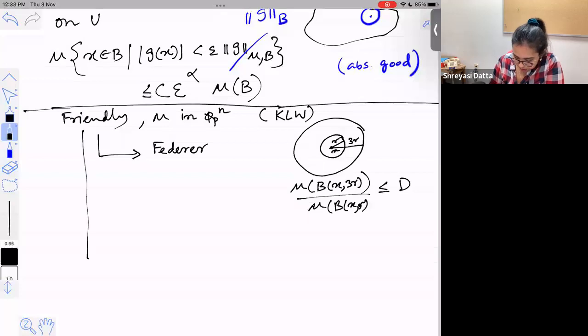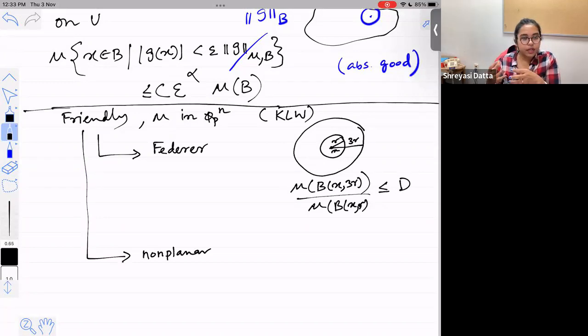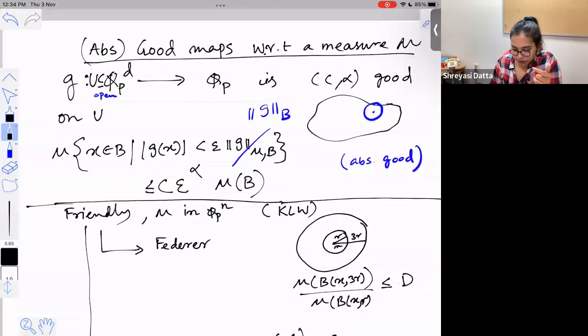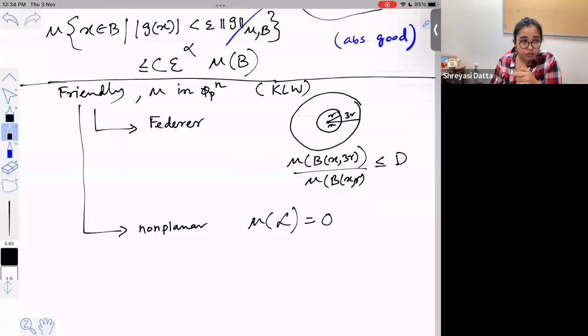Then the second property is that it must be non-planar, which means that the measure cannot be supported on any affine plane. So mu of any affine plane must be 0. And that was the case when you were working with f star lambda. Saying that it is non-flat is the same as saying that it is non-planar.